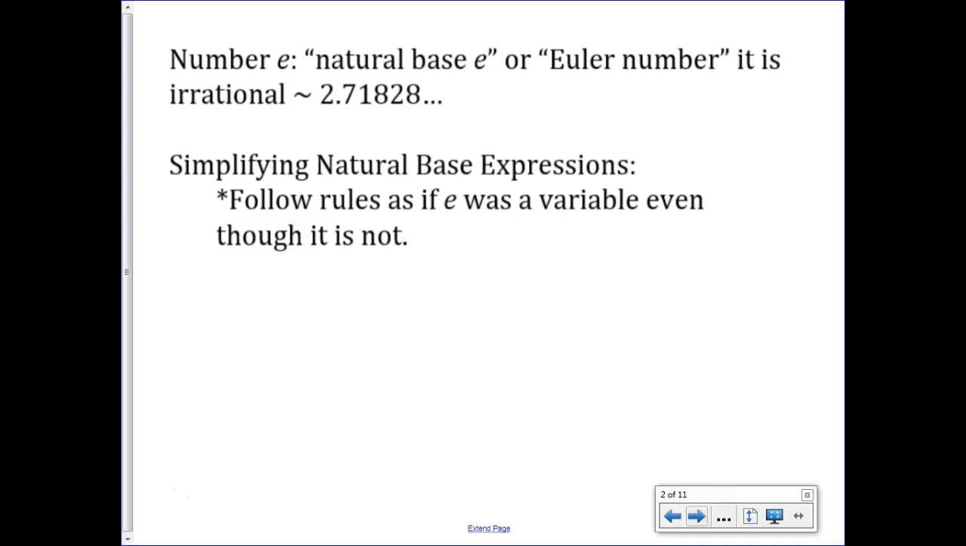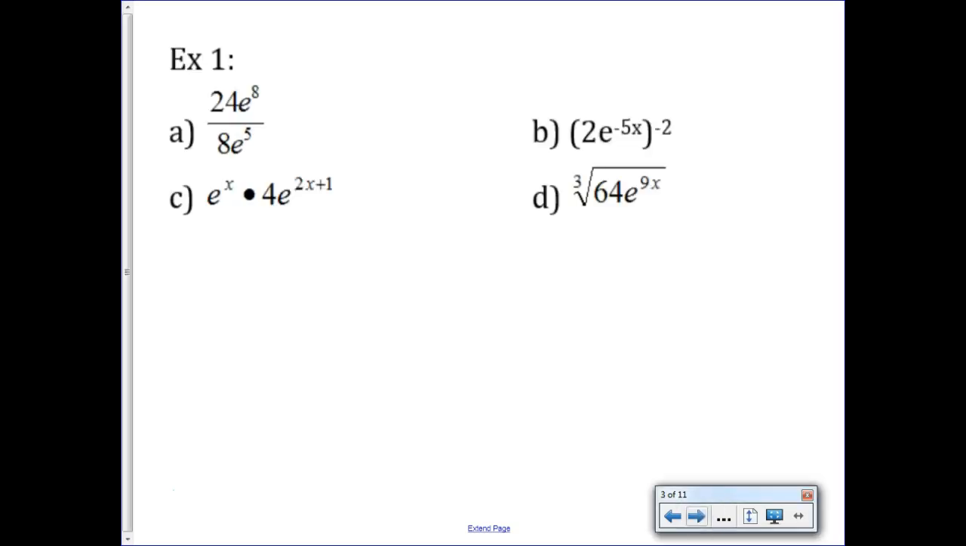If you want to check out where e is on your calculator, you're using the lowercase e, not the capital E. It's probably a button where you have to hit second first to get there. So when we are simplifying, we are going to treat it like it's an x value, or it's a variable. So we would still take care of that 24 divided by 8. That would give us 3. And then e to the 8th over e to the 5th would be e to the 3rd, because when we divide, we subtract our exponents.